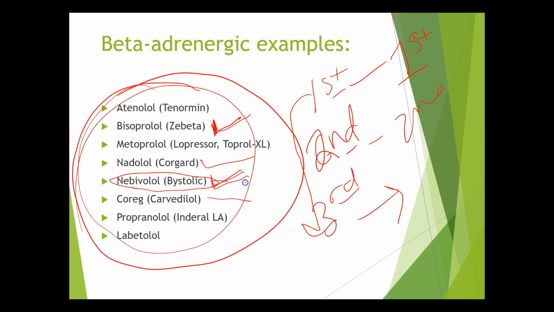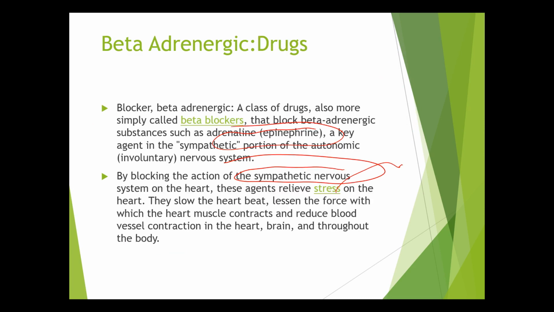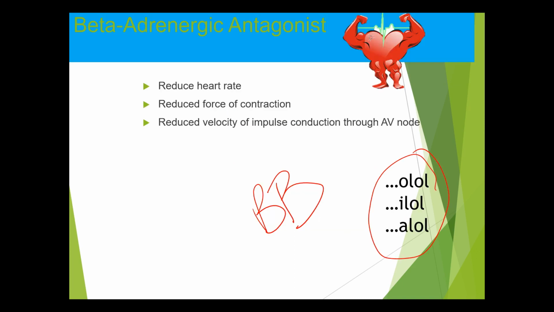Coreg and Bystolic are some of the newer ones. They also hit on alpha and beta, but all of these are different. Some may hit more on the alpha versus the beta, or the beta versus the alpha, or both of them. So it's basically just what they're called, beta blockers. They block the beta-adrenergic receptors, such as adrenaline. So by blocking the action, they relieve stress on the heart. They lower the heart rate. They lessen the force with which the heart muscle contracts, which I said right here.